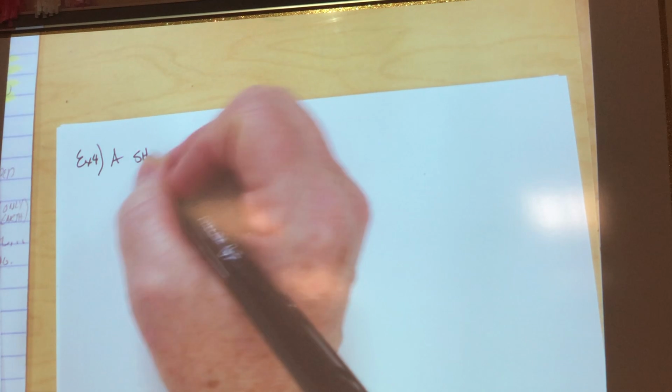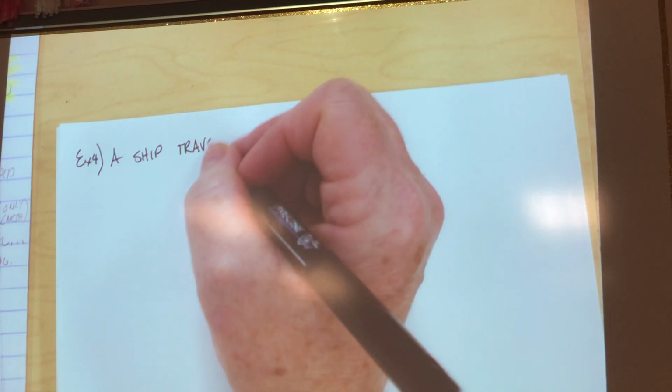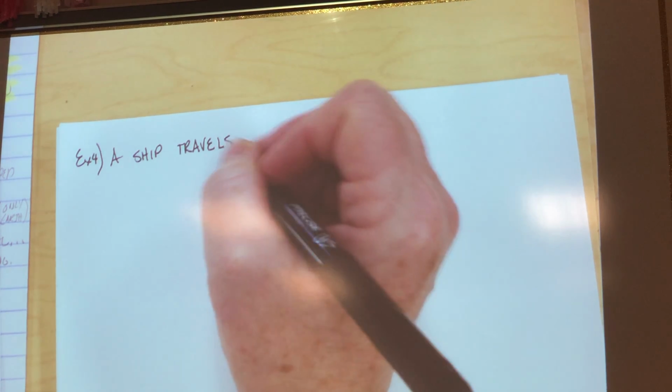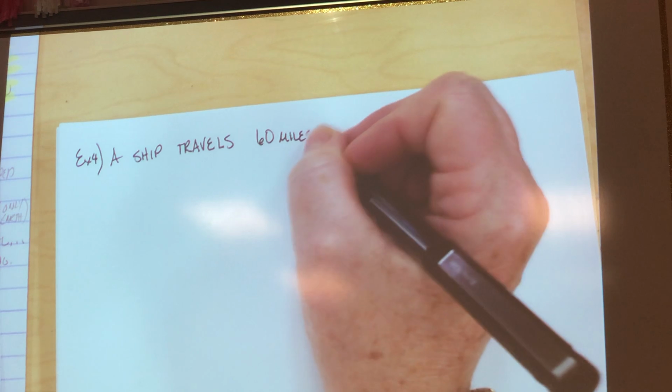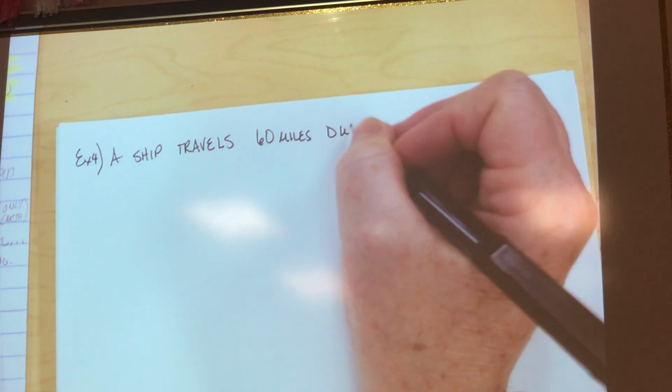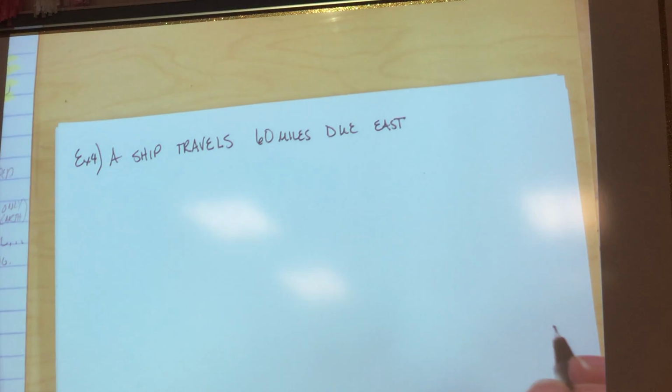Example 4. A ship travels. Uh-oh, guess what we're fixing to do? Bearings. I'm going to get every single bearing question wrong. A ship travels 60 miles due east. Which way's that? To the right, to the right, to the right.